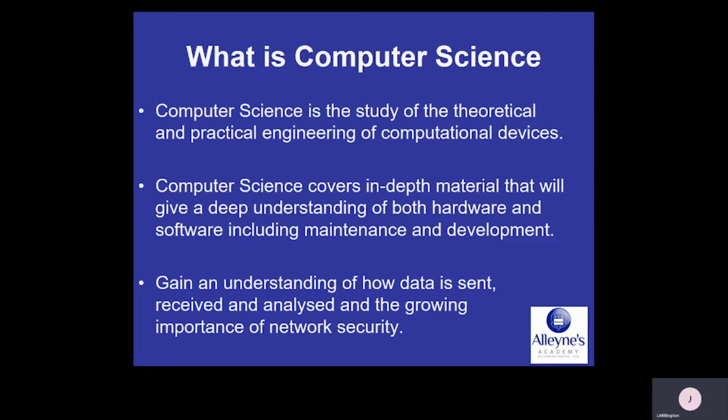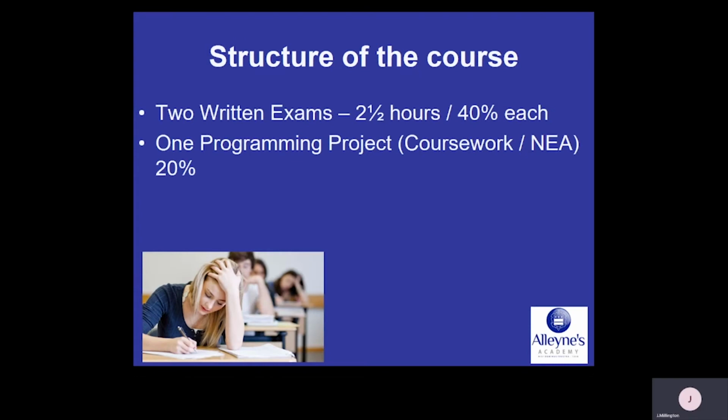And not only that, but there is still such a focus, as there was at GCSE, which carries over into A level, on understanding how networks work and how to ensure they are kept secure. The structure of the course is quite similar to that of your GCSE. You've still got the two written exams. These are now 2.5 hours each and worth 40% each. And now there's the addition of the programming project, which is worth 20%.